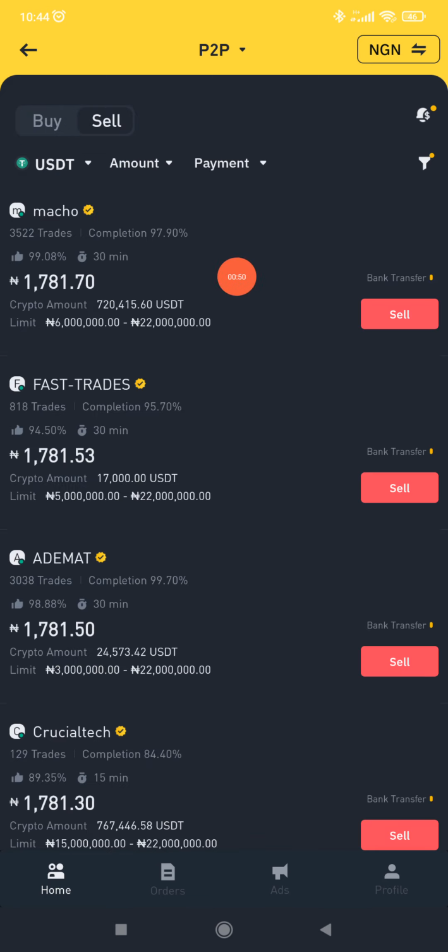sell page. And then these are the different sellers. You can scroll down to see their different rates. Now, quickly, we're going to go through. This is the name of the sellers. They are Macho, you have Fast Trade, Ademat, Crucial Tech. So now, what you need to know here, you want to look at underneath their name. You should see the amount of trades they have carried out since they started trading.